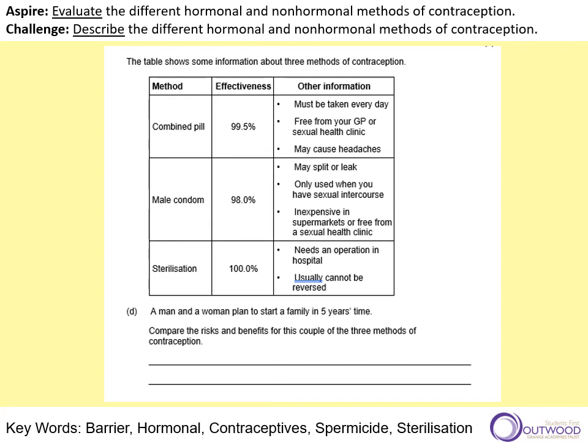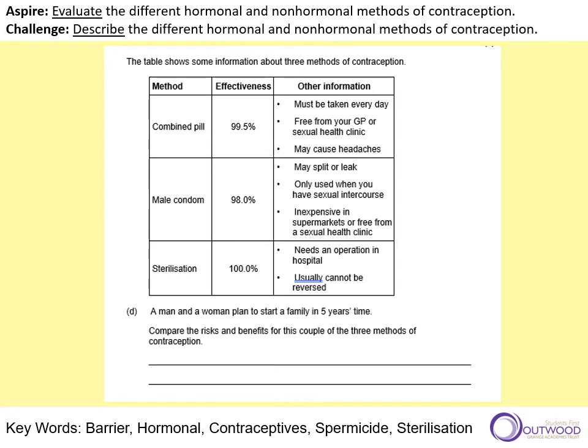That's important. Compare the risks and benefits. It doesn't mean just state the information again. Compare the risks and benefits for this couple of the 3 methods of contraception. Now, this question is worth 4 marks. I'm going to give you 3 minutes here, but you can have 4 minutes if you need.